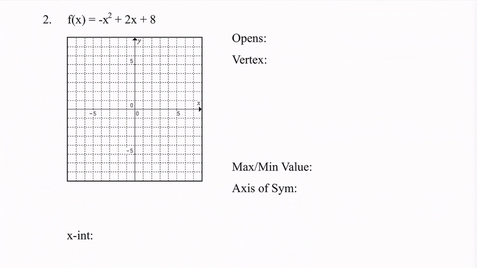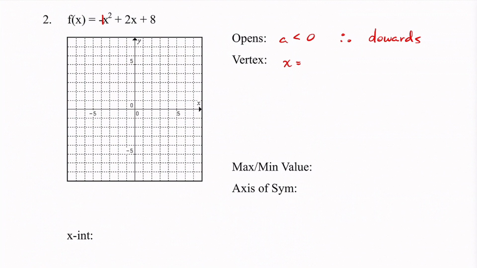So for the direction of opening, I can see that a, that's this number right here, is just -1. So a is less than 0, it's negative, so it's therefore going to open downwards. The vertex, we're going to have to find these points.